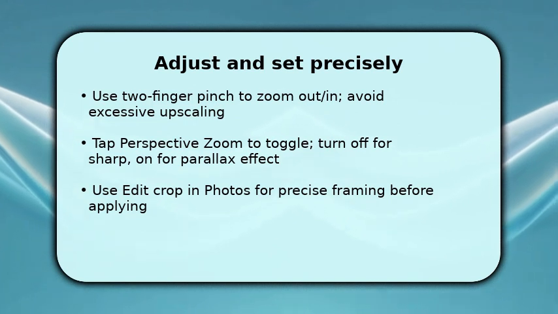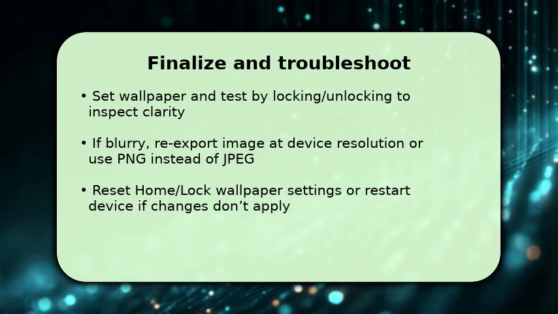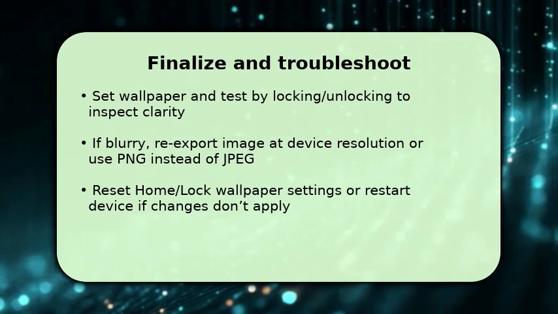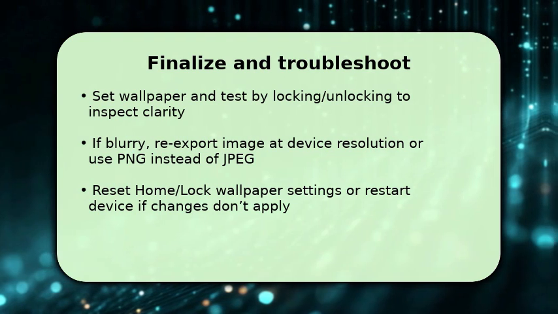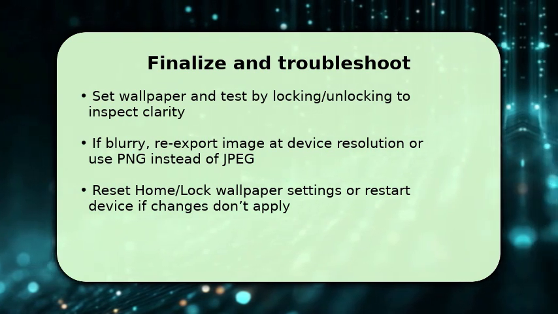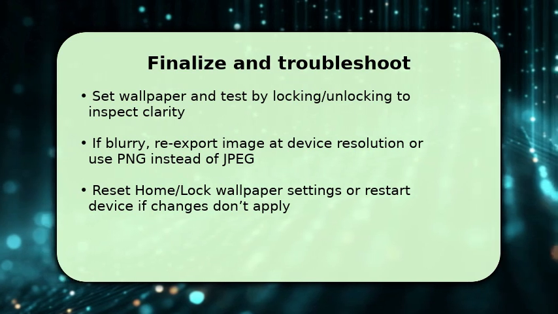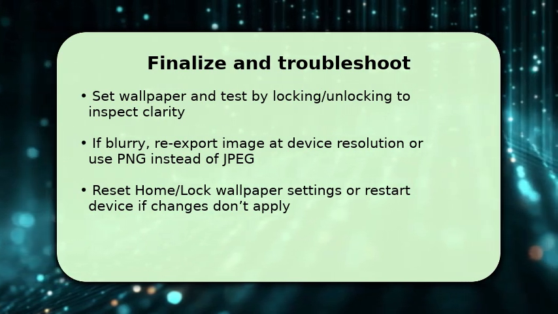After you set the wallpaper, test clarity by locking and unlocking your iPhone and viewing both screens. If it still looks blurry, re-export the image at your device's exact resolution or save as PNG to avoid compression artifacts, then repeat the process. Make sure perspective is off if you want maximum sharpness.